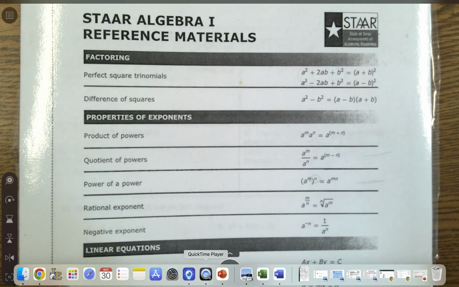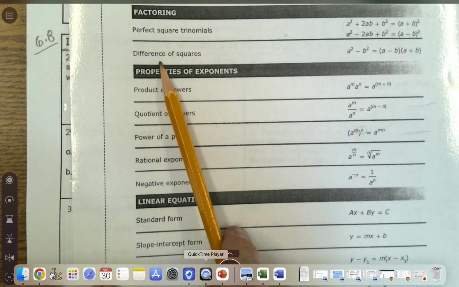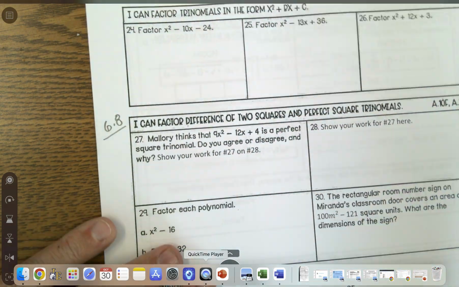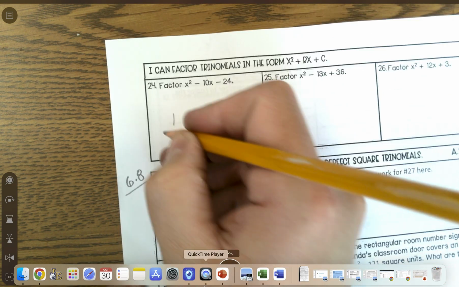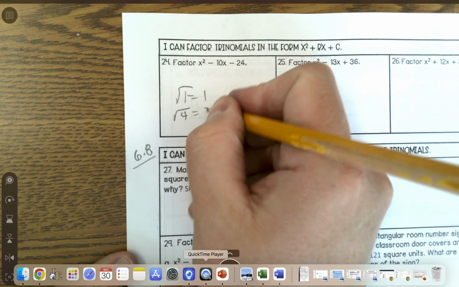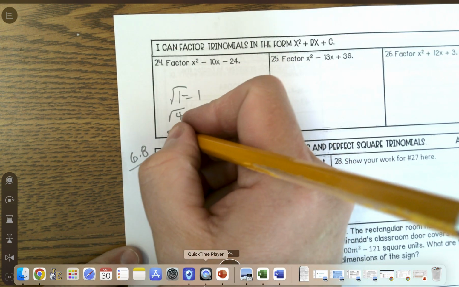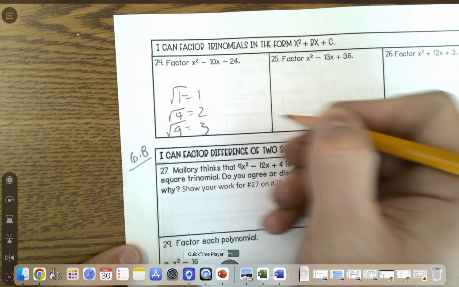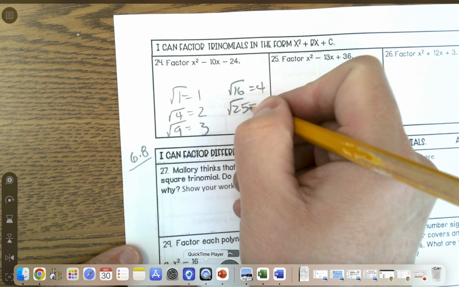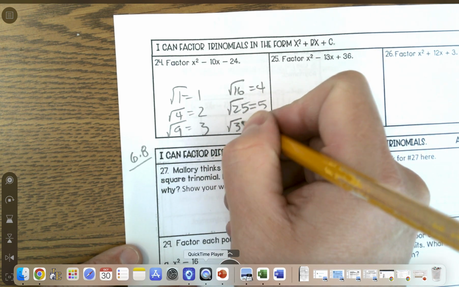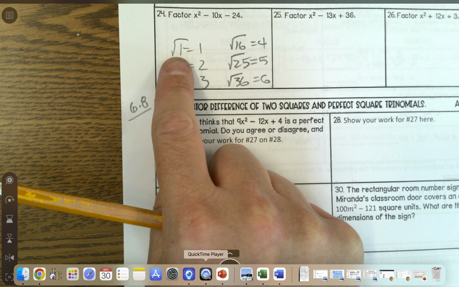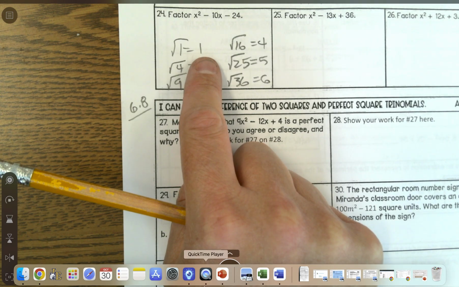By the way, when they say difference of squares and perfect squares, we're talking about numbers that are perfect squares. The square root of 1 is 1, so it's a perfect square. The square root of 4 is 2, the square root of 9 is 3, the square root of 16 is 4, the square root of 25 is 5, the square root of 36 is 6. So we're talking about what numbers we can take the square root of and get a whole number, basically. That's the kind of problems we're dealing with.